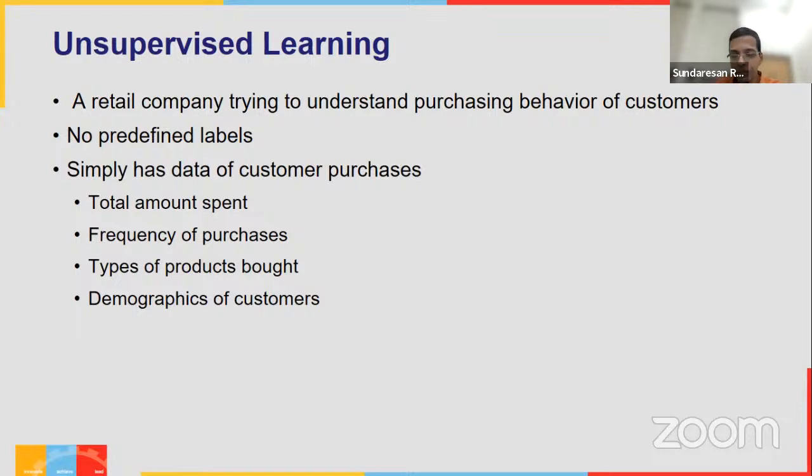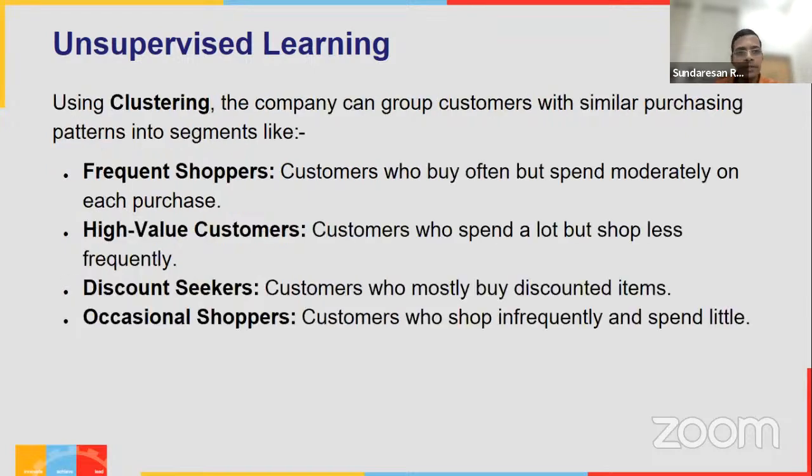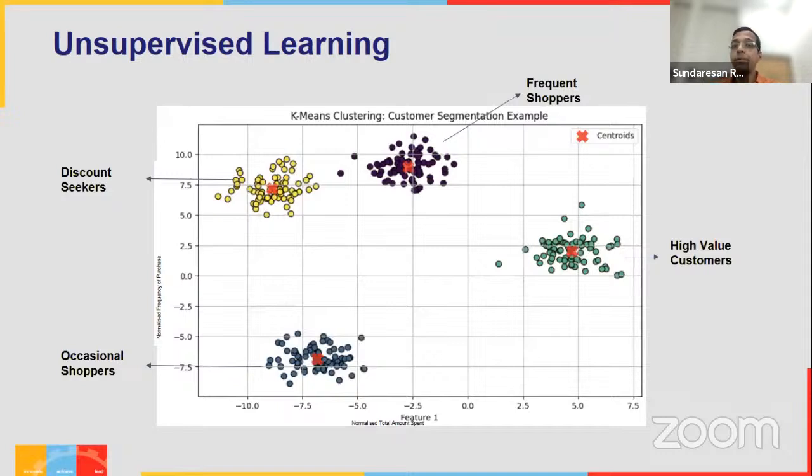Now, how can we make use of machine learning here? We can make use of some techniques in unsupervised learning. For example, if we use clustering, the company can group the customers with similar purchasing patterns into different segments, like frequent shoppers, high value customers, discount seekers, and occasional shoppers. There is one specific algorithm called k-means clustering, which is an unsupervised technique. By using, in fact, only these 2 features, it is able to clearly cluster these 4 different categories as occasional shoppers, frequent shoppers, discount seekers, etc. So this is an example of unsupervised learning where there are no predefined labels.